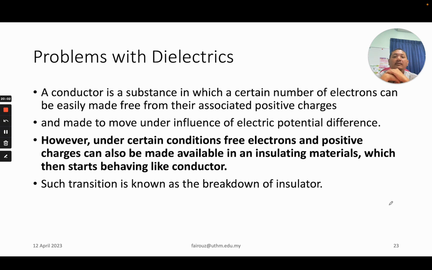However, under certain conditions, free electrons and positive charges can also be made available in insulating materials. So it is possible that in certain conditions, free electrons appear inside insulating materials, and then when the electrons flow, it will behave like a conductor, meaning that the current will start flowing. When the current starts flowing, this is called the breakdown of the insulator.